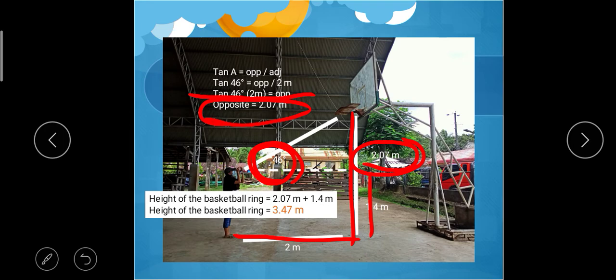Now to get the height of the basketball ring, add these two. So 2.07 meters plus 1.4 meters. So we get the height of the basketball ring, 3.47 meters.